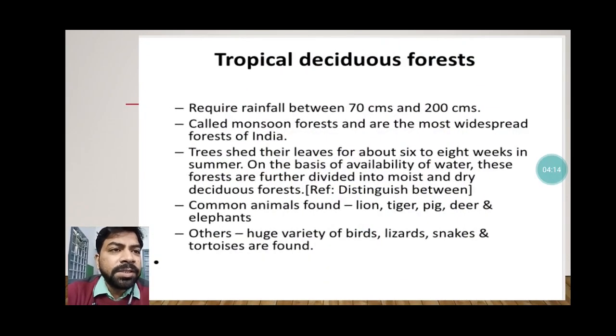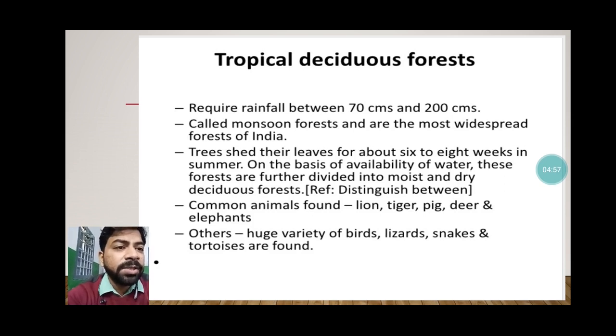Next is the tropical deciduous forest. It requires rainfall between 70 centimeters and 200 centimeters. So this also requires rainfall, but not 200 centimeters everywhere. It is called monsoon forest and is the most widespread forest of India. As the word monsoon is mentioned, you can understand that it is present in India. Trees shed their leaves for about 6 to 8 weeks in summer.